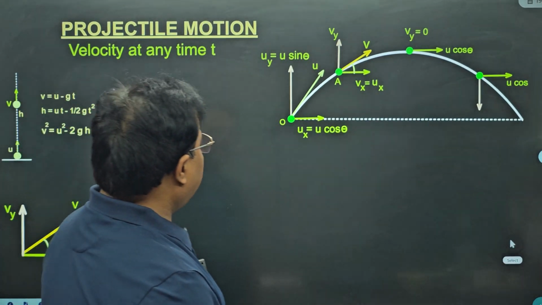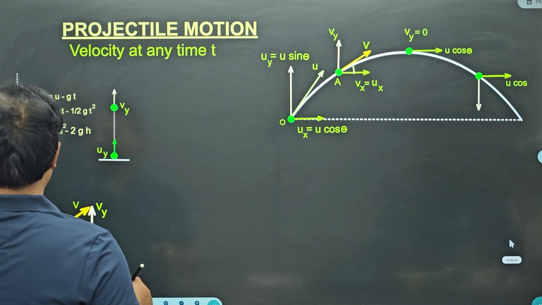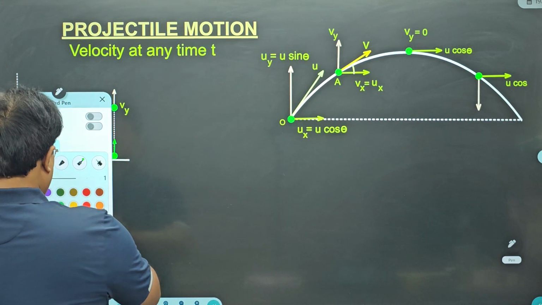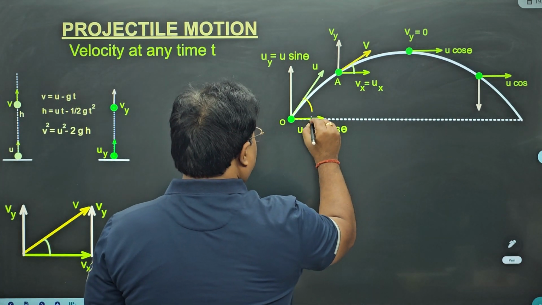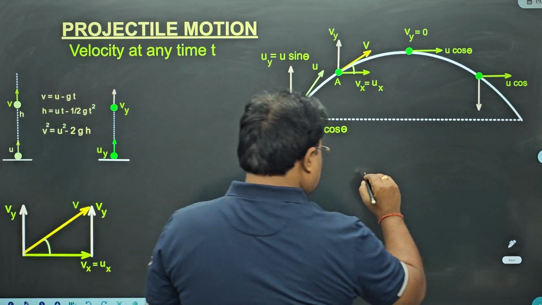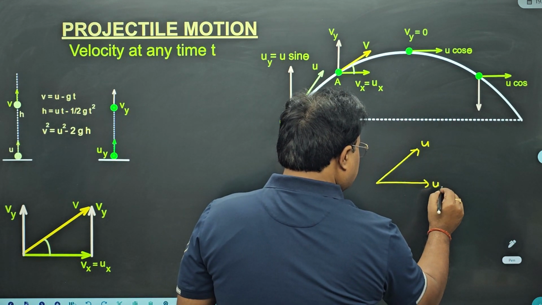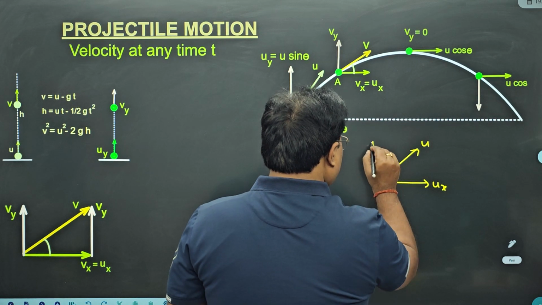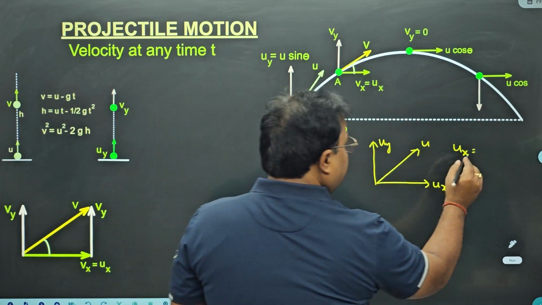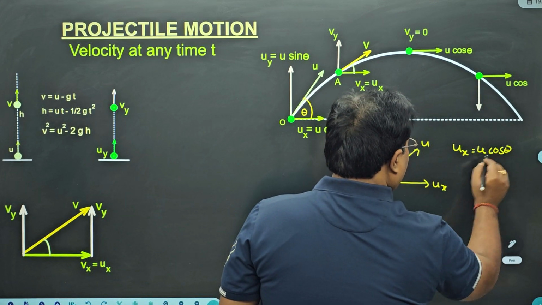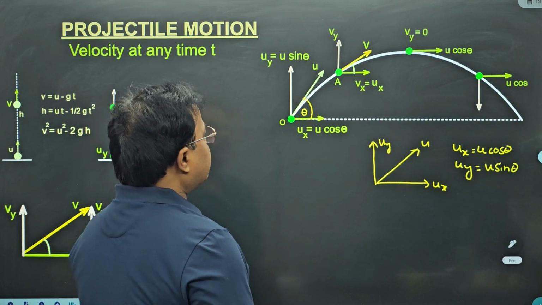You see, my dear students, a body is projected with speed u, making an angle theta with the horizontal, as I have shown in the diagram. This velocity u has two components, horizontal velocity ux and vertical velocity uy, which I had already discussed. The horizontal component of velocity is u cos theta. The vertical component of velocity is u sin theta. This is initial.